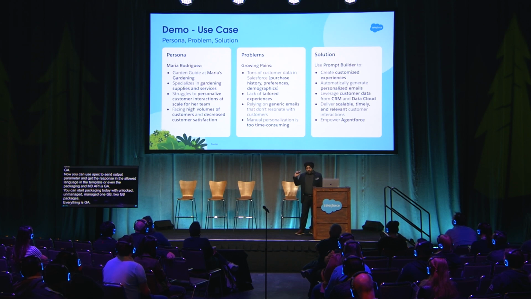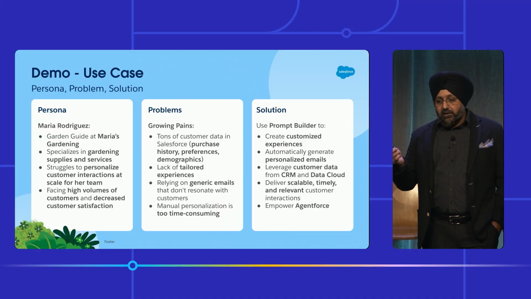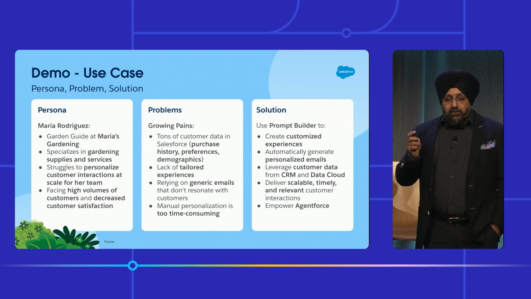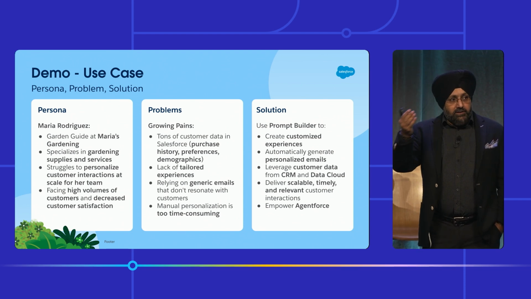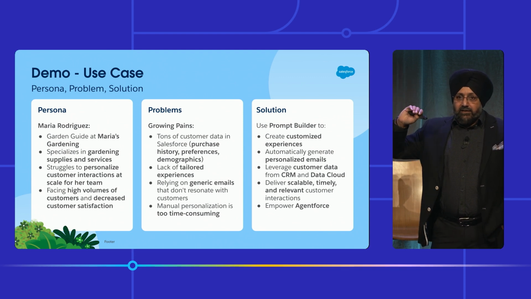This is what we're going to talk about. So just to make sure we are on the same page, I'll be working as Maria. She's a garden guide at Maria's Gardening, and they specialize in gardening supplies and services. They have consultations, and they want to generate notes about those consultations. They have too much data, and they have too many customers.